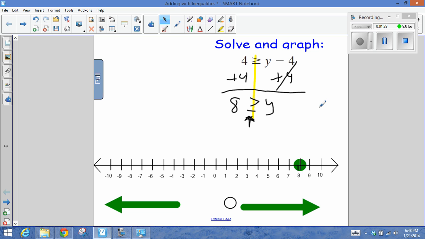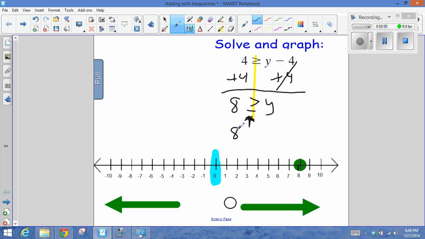Now, we need to decide whether we're going to shade to the right or to the left. Sometimes you might have been told to shade the direction that the arrow is pointing, but that's not always true. So I want you to take a point to test. I'm going to pick a point on my line. It really doesn't matter what point you pick. I can pick 0. It's pretty easy. So I'll put 0 right here, and I want to test it to see if it works.